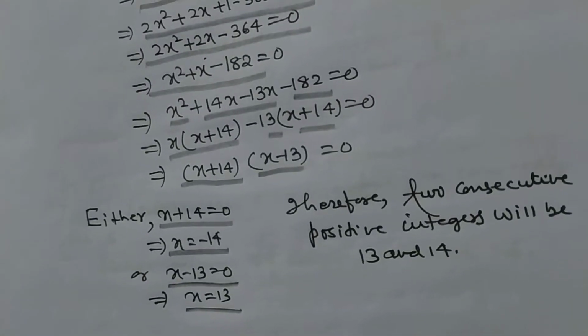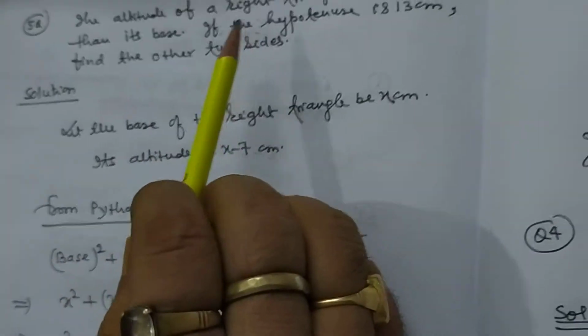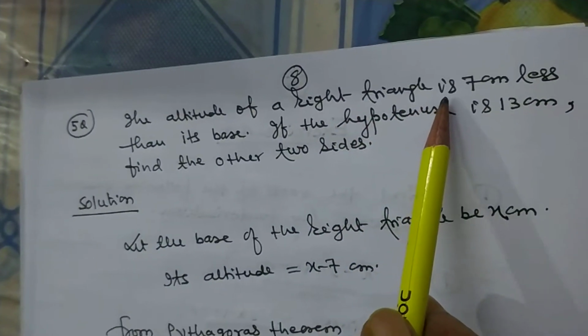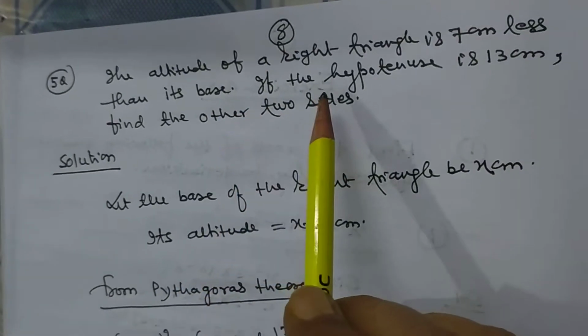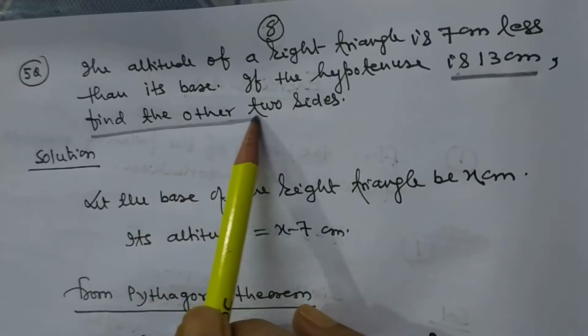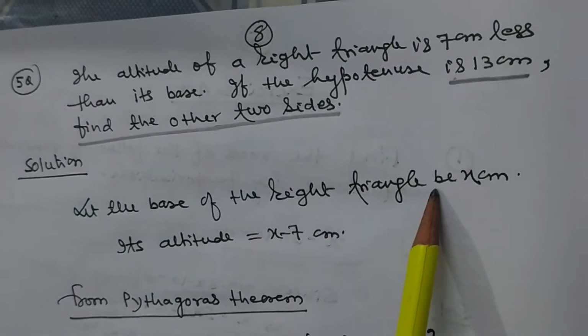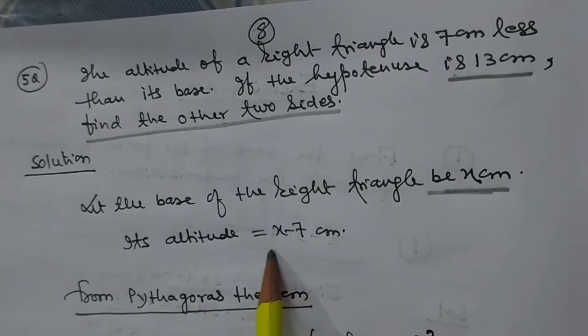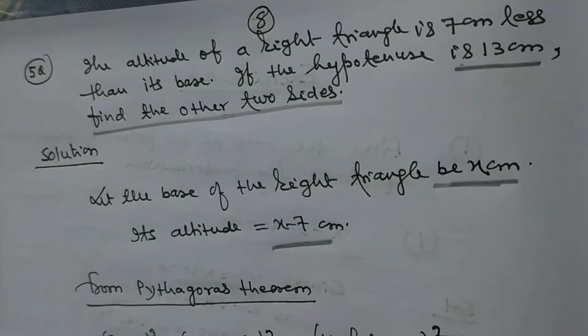My dear students, in this way we can solve the problem. The altitude of a right triangle is 7 centimeter less than its base. If the hypotenuse is 13 centimeter, find the other two sides. My dear student, let the base of the right angle triangle be x centimeter. Its altitude is equal to x minus 7 centimeter. It is given in this question.